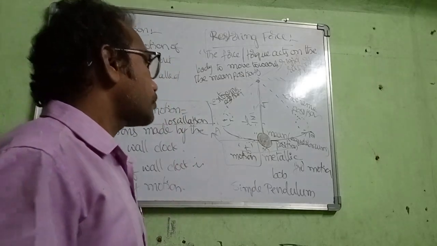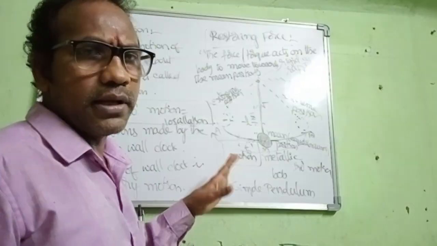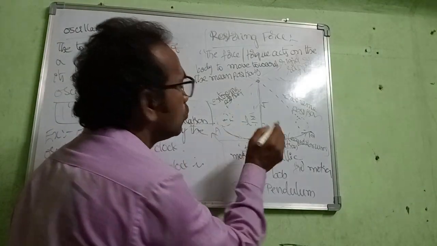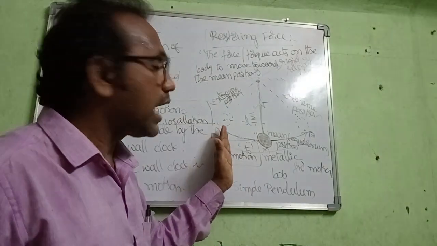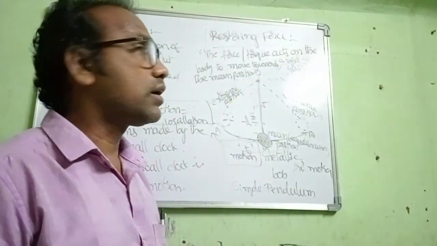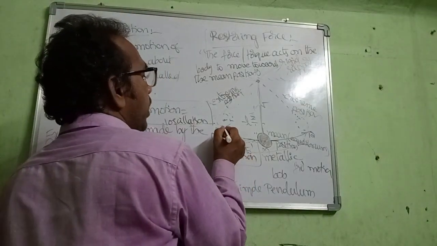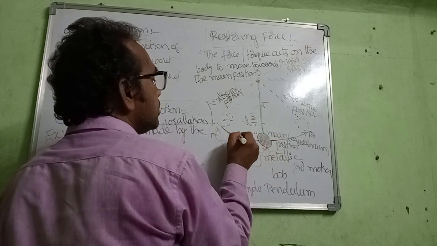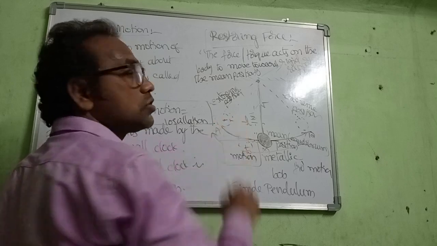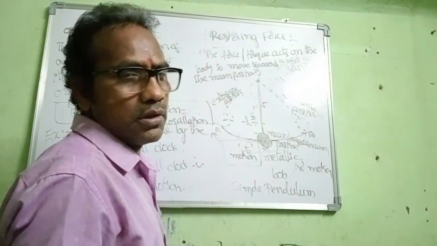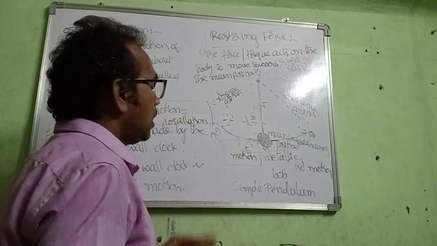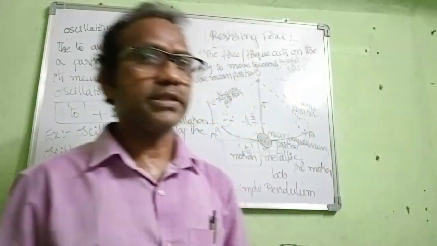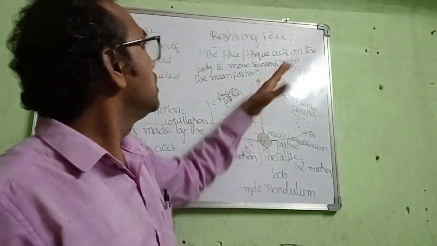Now, due to the restoring force, how will it vary? Whenever it moves from OA to OM, the restoring force gradually decreases, because whenever it tries to move from OA to OM, some force acts opposite to the restoring force. That force is called the resistive force. So how many forces are acting? Two forces are acting on the simple harmonic oscillator.